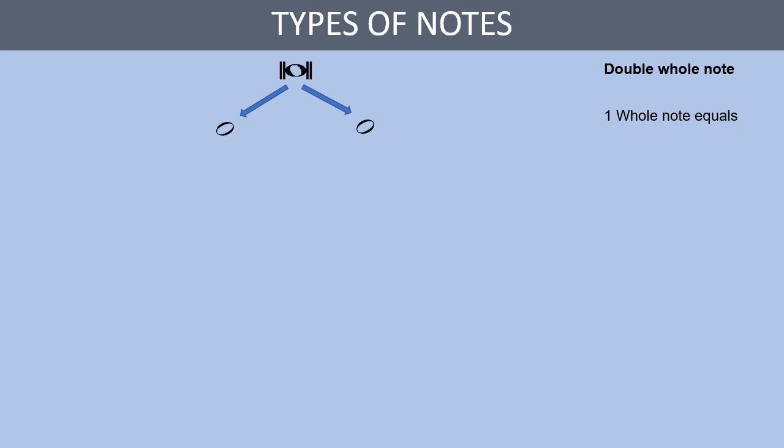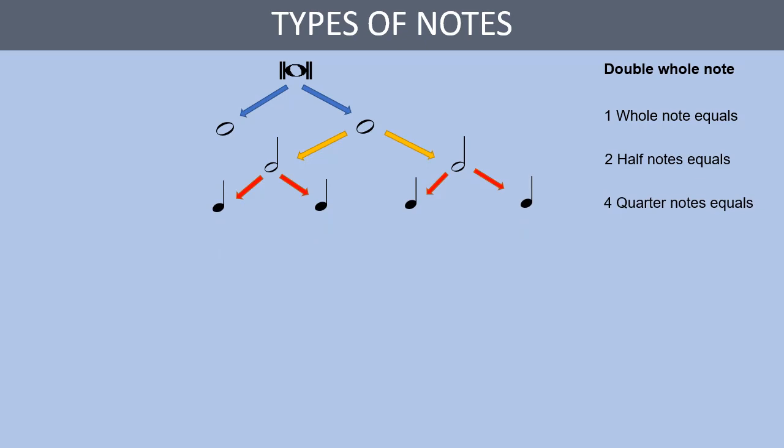Now, 1 whole note will equal, can you guess, 2 half notes. Right, 2 half notes, and those half notes, like I said earlier, are the minim. Then 2 half notes will equal what? 4 quarter notes, because 1 half note will give me 2 quarter notes. The other half note will give us 2 quarter notes. Now all our reference is to the whole note. So in 1 whole note we have 4 quarter notes, we have 2 half notes.